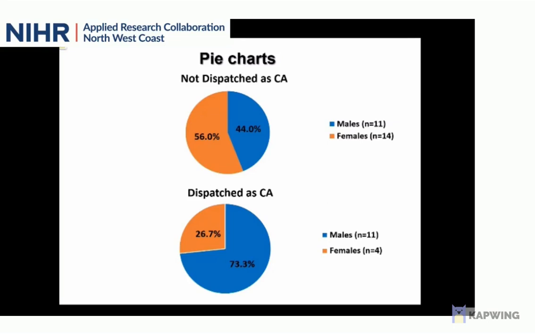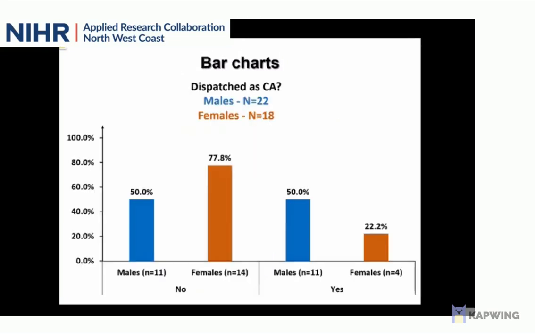The same for the other subgroup, people dispatched as cardiac arrest in this case. In this particular situation, we've got more males, so the bigger slice will be for males, the blue slice there, which is about 3/4 of the whole pie. This is just to give you pretty basic examples of how to use pie charts with our hypothetical data set. Now, let's have a look at bar chart.